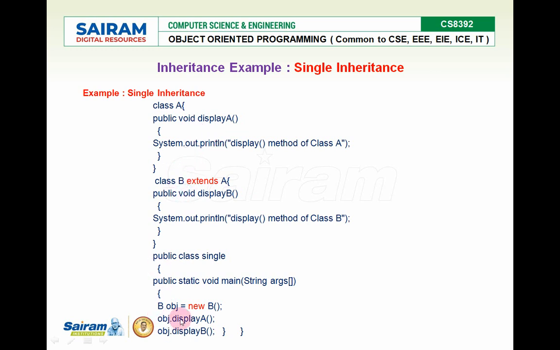So logically, the methods and variables of class A is available inside class B. That is what here single inheritance or simple inheritance. So I'm creating object for the derived class B. With that object I'm calling base class method and derived class method, because base class method is inherited to the class B. That's it. So with that we are finishing the single inheritance.